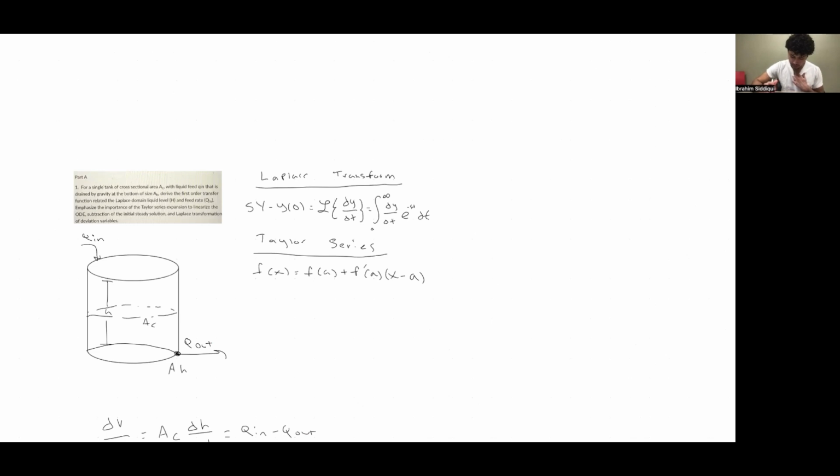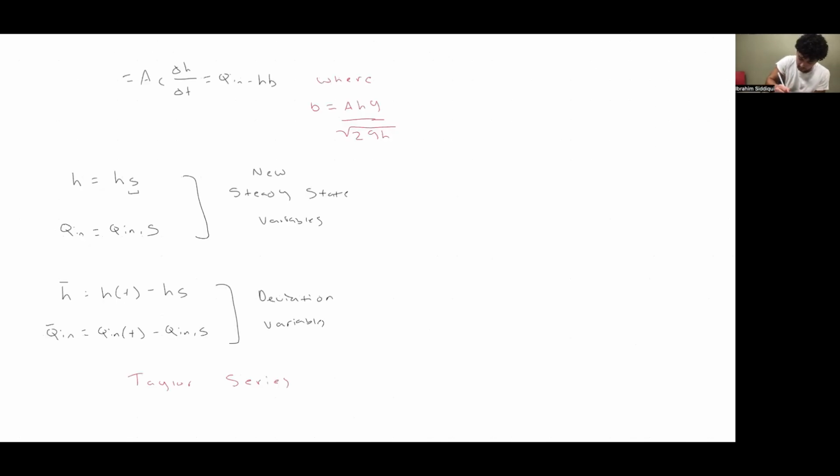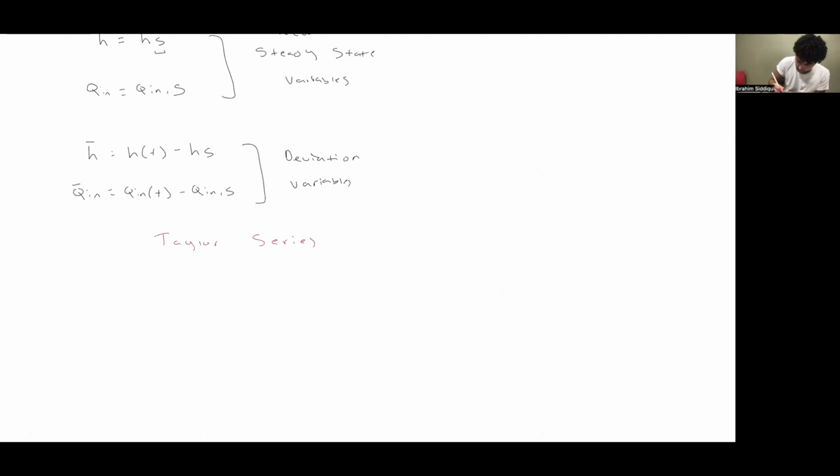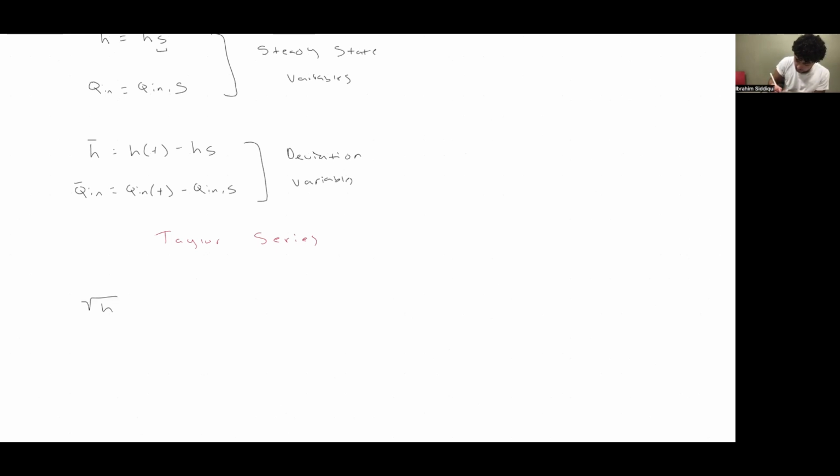So we can say that the square root of h is going to be equal to the square root of the height at steady state, which essentially is still at steady state, plus 1 over 2 times the square root of our height at steady state, multiplied by our h bar as a function of t.